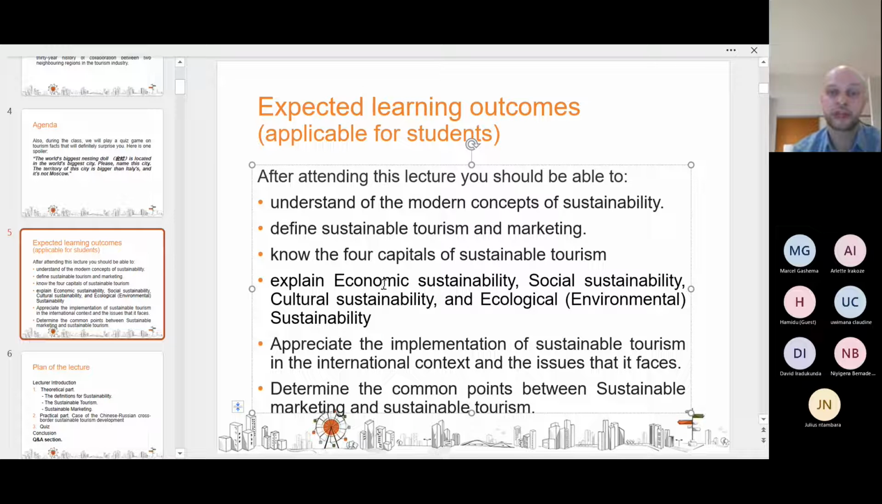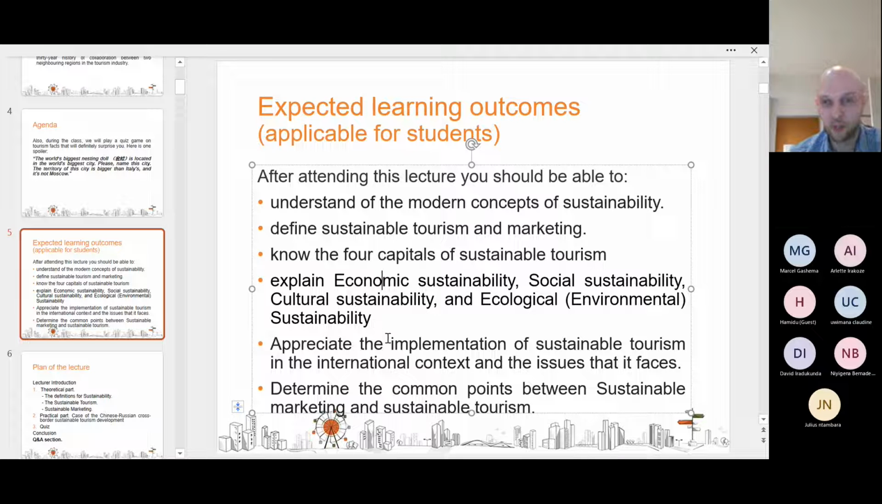Then, to appreciate the implementation of sustainable tourism in the international context and the issues that it faces, we will talk about one case study from the Asian market. The case study is on the example of cross-border tourism between Russia and China. Russia is a European country and China is an Asian country, so it's not only a case study from Asia, it is an Asian-European case study.